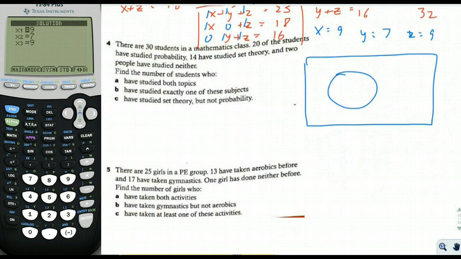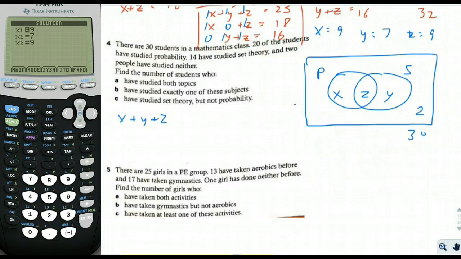Okay, so we're going to have probability and set theory, and then 2 who studied neither. 30 total students. So that means that we're going to have x, y, and z. X plus y plus z, plus 2 equals 30, so x plus y plus z equals 28, right?